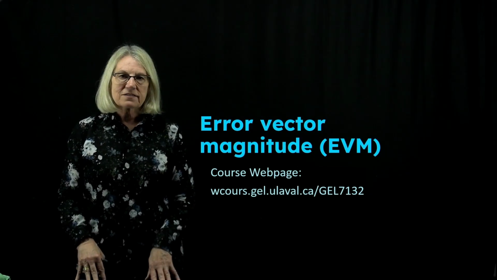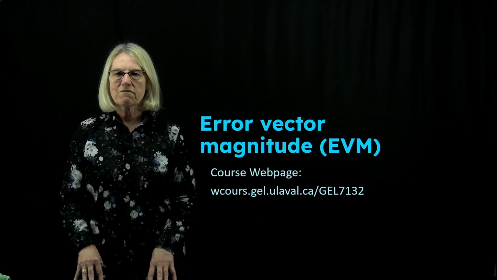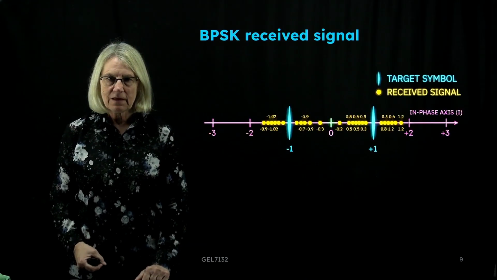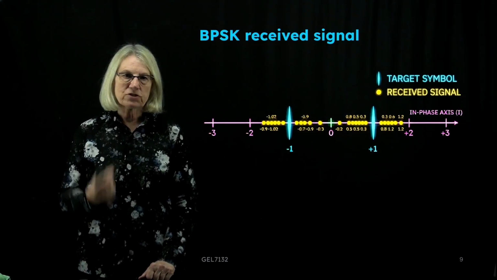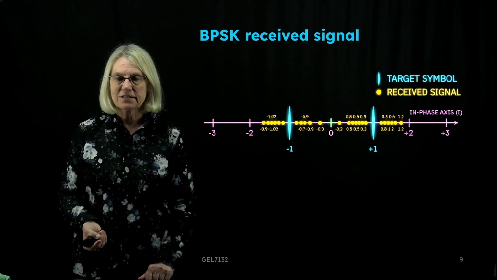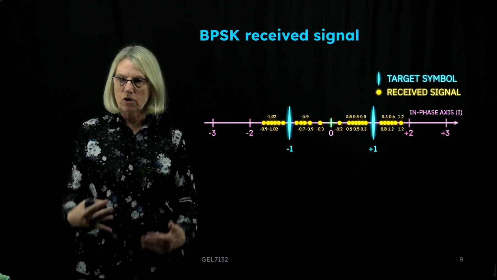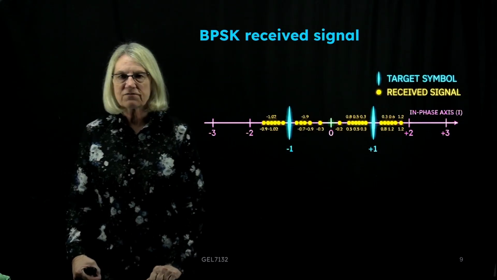So we come to our next metric for performance, and this is known as the error vector magnitude, or with the acronym EVM. As I mentioned, this is a metric where we can determine it without knowledge of the data that was transmitted. I was trying to show you how that works.